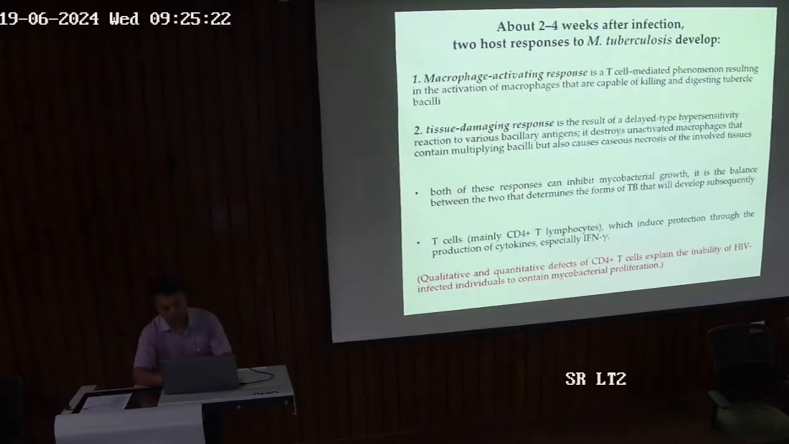So after 2 to 4 weeks of infection, two host responses develop in the body against the Mycobacterium tuberculosis. First is the macrophage activating response. It's a T cell mediated phenomenon which leads to activation of macrophages and killing of the bacteria. And the other response is the tissue damaging response. So it is the result of a delayed type hypersensitivity reaction to various bacillary antigens. So tissue damaging response is a DTH.